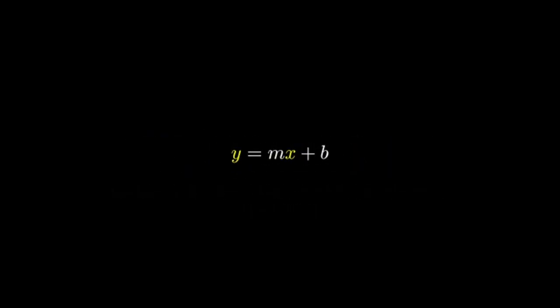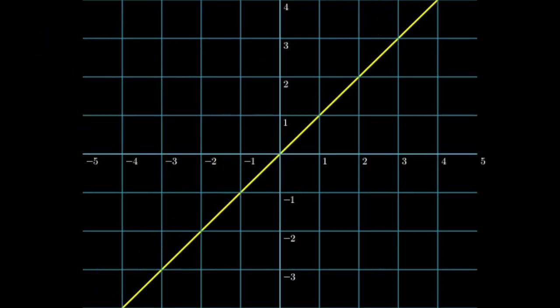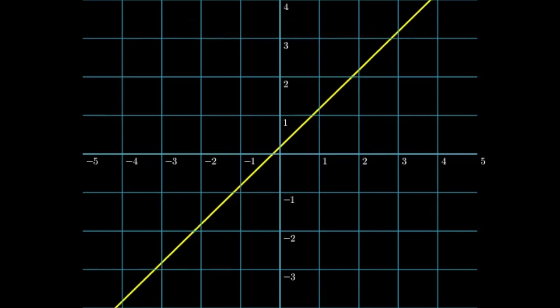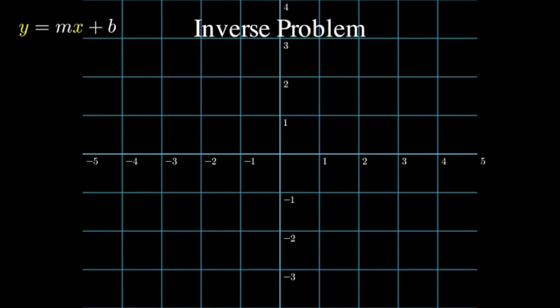Consider the linear equation y equals mx plus b. Here, m and b can be thought of as parameters which define some rule relating x and y. Knowing this rule and following it is known as the forward problem. Alternatively, having data described by such a rule and trying to re-estimate these parameters is known as the inverse problem.